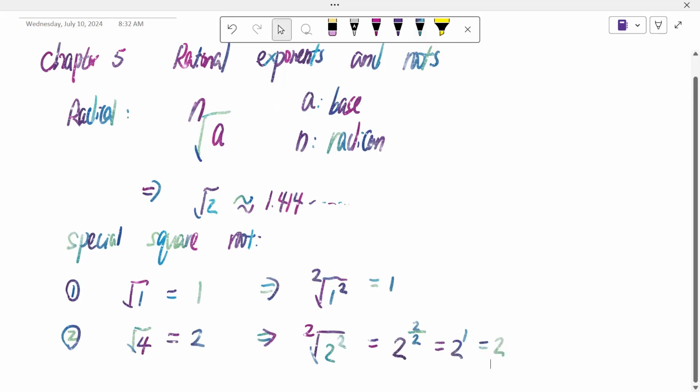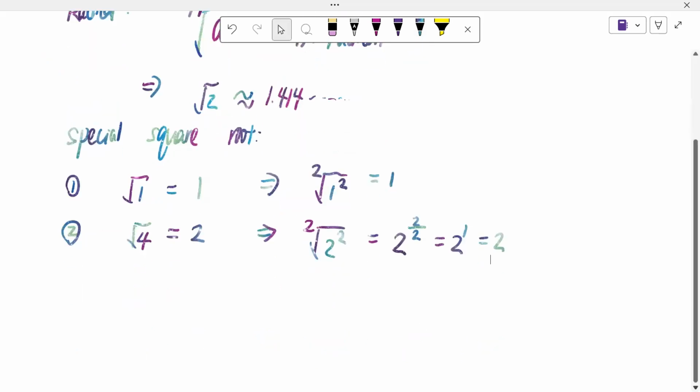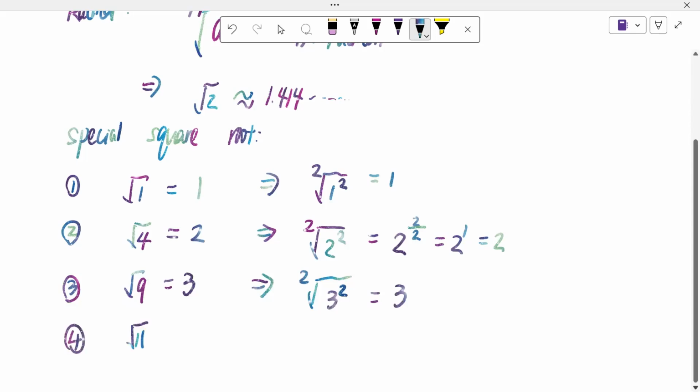Besides memorizing all these special roots, this is something we can do. We know that the square root of 9 is 3. Why does that happen? Because it's the square root, and 9 is 3 squared. So that's why it's equal to 3. Very similarly, the square root of 16 is 4, because it's the square root of 4 squared. And that's why it's 4.